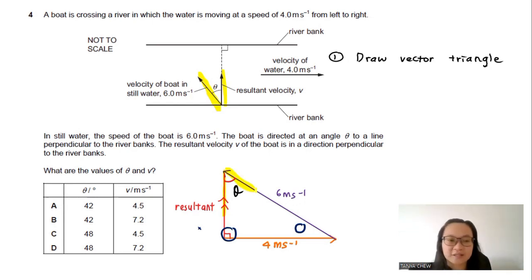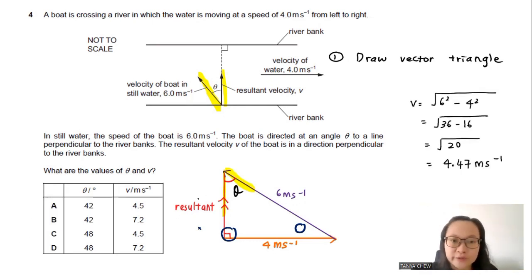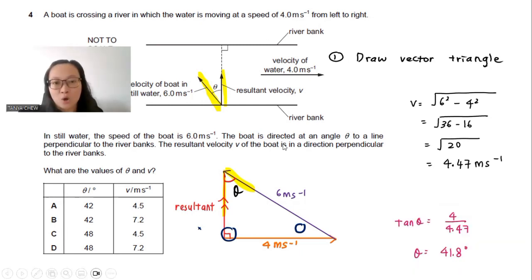Then after that, since this is 90 degrees, don't you think that you can use the Pythagorean theorem to find your resultant vector? So to find my resultant velocity, it is 6 squared minus 4 squared, because 6 is the hypotenuse. So I get 4.47 as my resultant velocity. And for theta, I am using tangent theta, which is opposite over adjacent. So I get 41.8. So the answer is A. I round it off to 42.